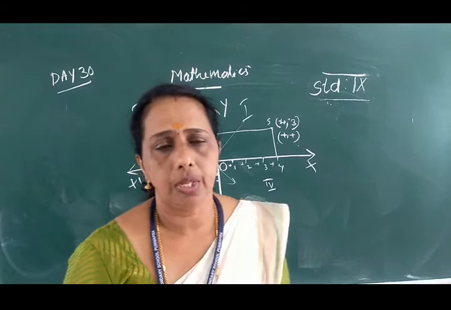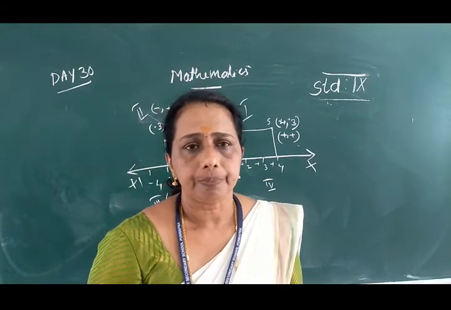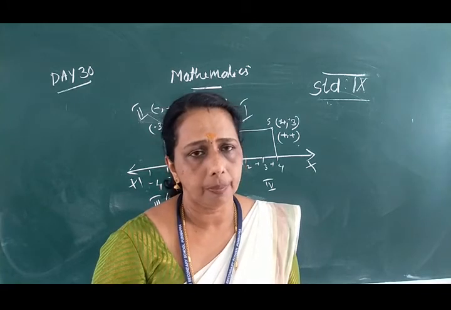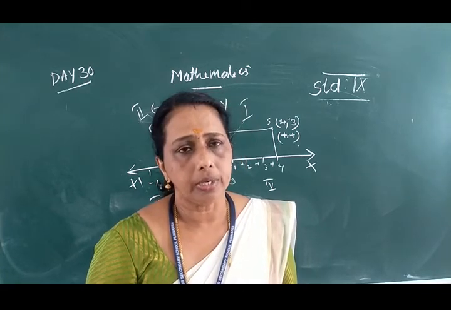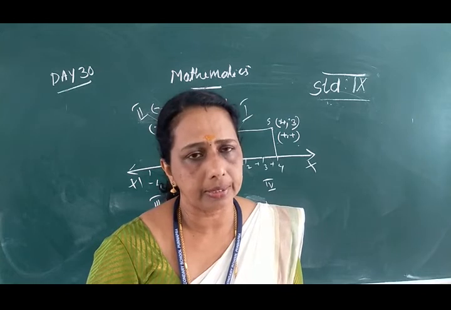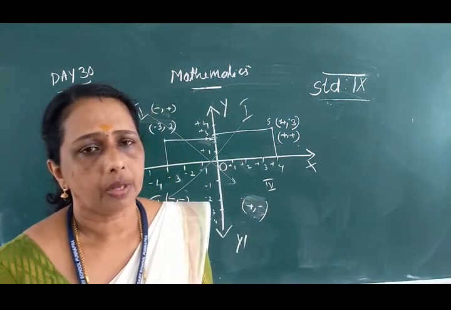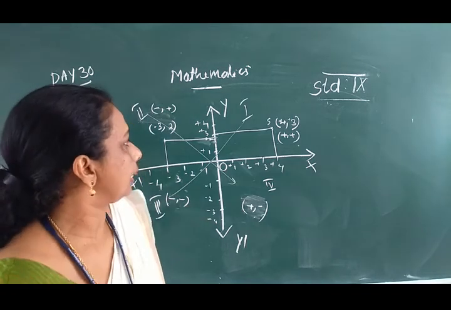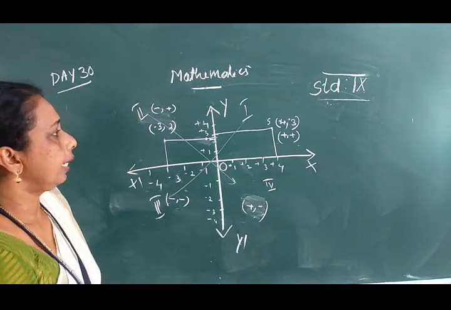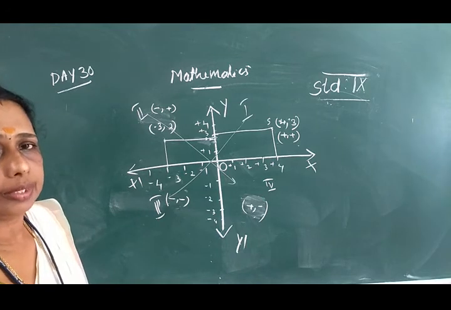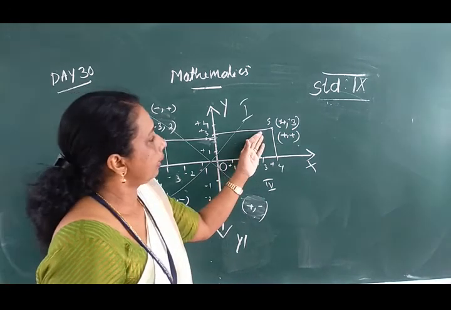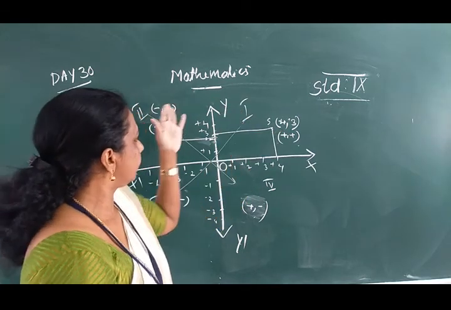Okay. So today we explained the x coordinate and y coordinate of a point and the coordinates of a point in the axis and the coordinates of origin, and next we explained the sign of coordinates in the Cartesian plane. That is the sign of x coordinate and y coordinate in first quadrant, second quadrant, third quadrant and fourth quadrant.